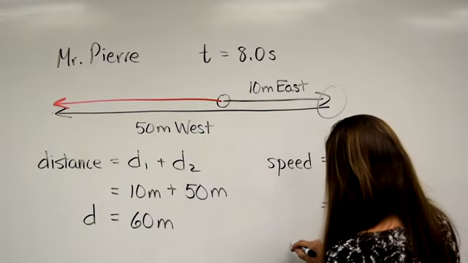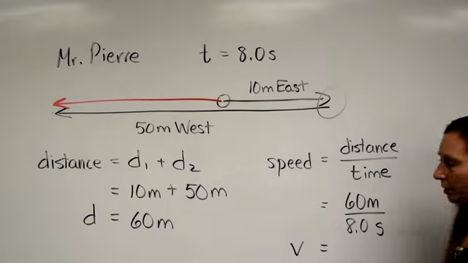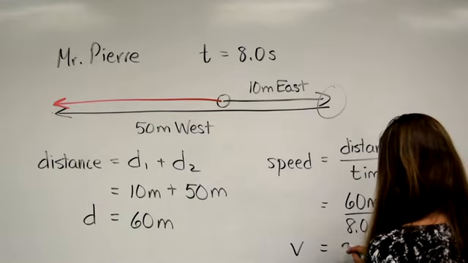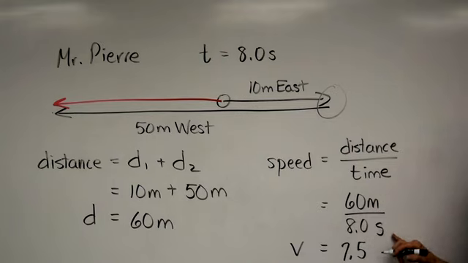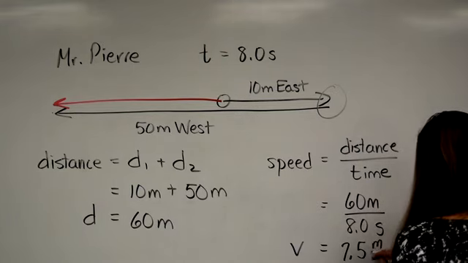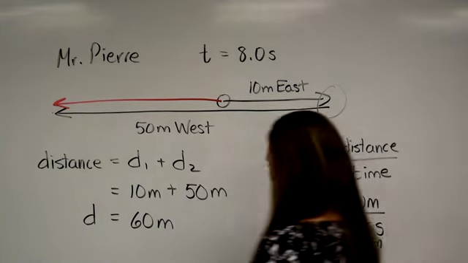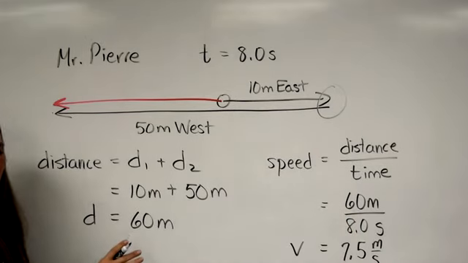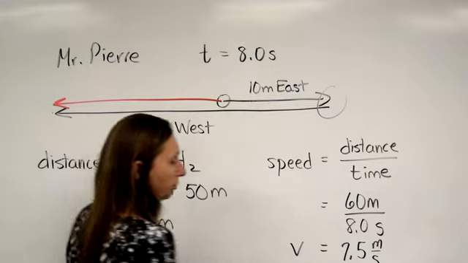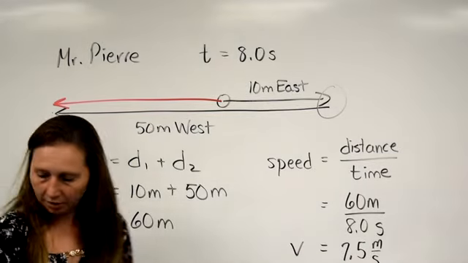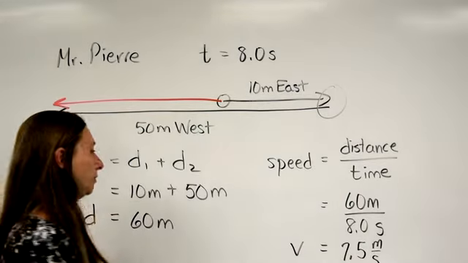All right, so I'll put here V for speed. His speed is 7.5. The unit is meters per second. The distance he covered was 60 meters. His speed was 7.5 meters per second. All right, that's his average speed.